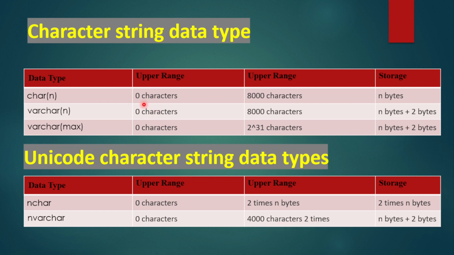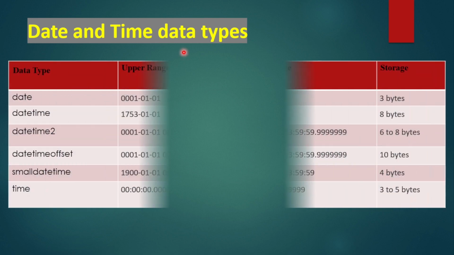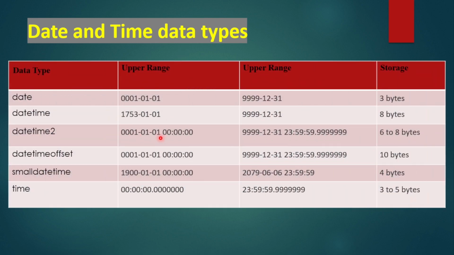Another difference is the storage. If you want to store a single character in the non-Unicode character string data type, it occupies 1 byte, 1 character per byte. But in the Unicode character string data type it takes 2 bytes. Next, date and time data types. Inside that, a lot of data types are present. If we want to store a date in a particular column of your table, we can use these data types.